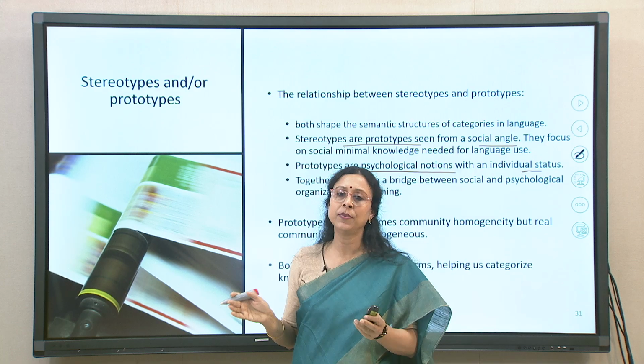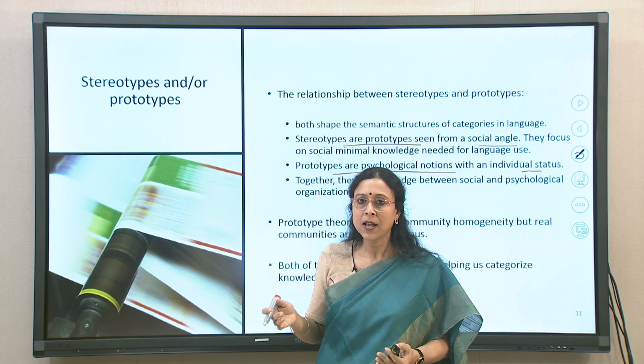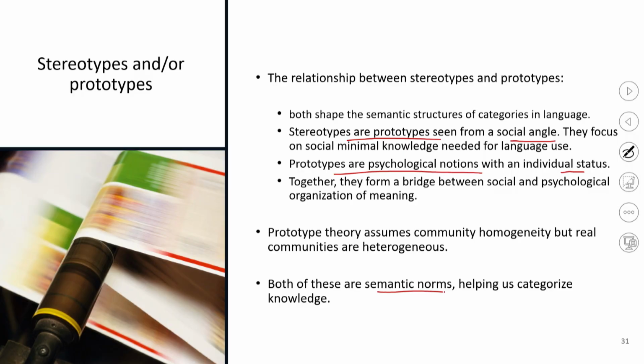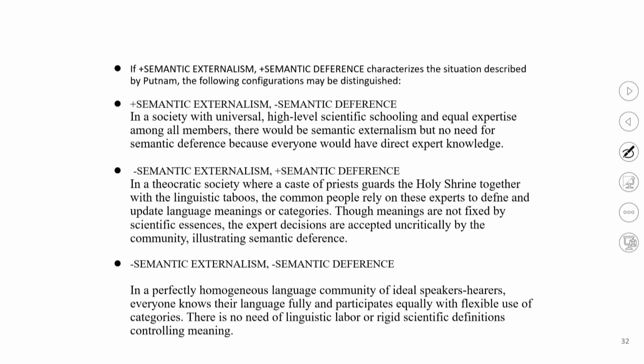This is how it should be, this is how it is expected to be, that is what a stereotype is. And both of these are semantic norms helping us categorize knowledge. Now, if you take semantic externalism and semantic deference characterizing a situation, then you have these different possibilities that are there.